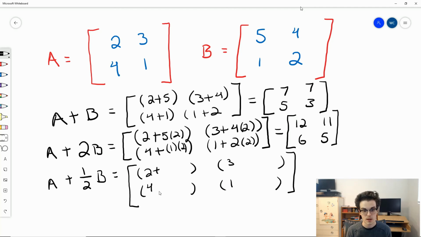So we're going to now put a plus for each of these. And we're going to say 1/2 times 5, so that's 5 halves. And then we have 1/2 times 4, which is 2. So 4 divided by 2, I'll just write it like this for now. And then we have 1 times 1/2, so that becomes 1/2 here. And then we have 1/2 times 2, which becomes 1.